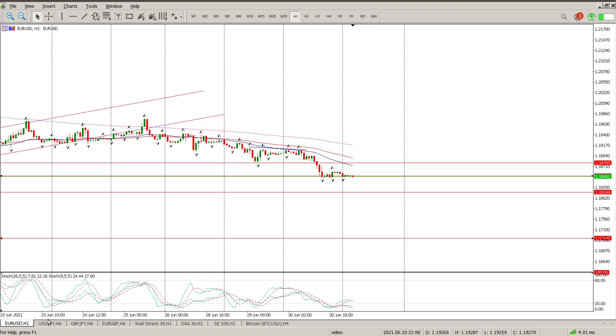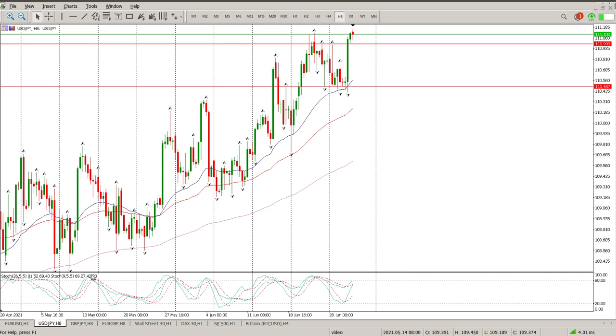We do have some data coming out today and tomorrow. Today's jobs number, tomorrow's non-farm payrolls. That could impact that as well. Same on US dollar, Japanese yen.